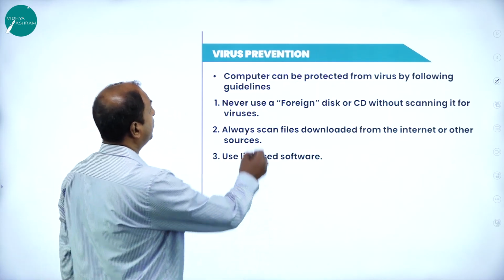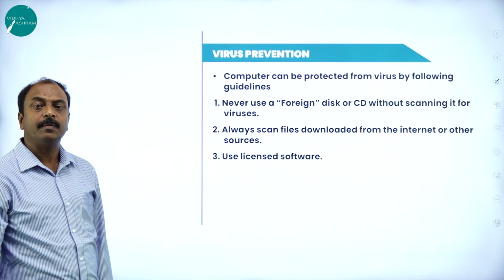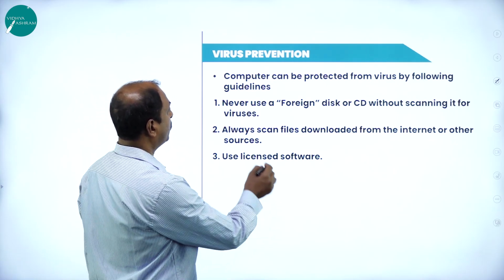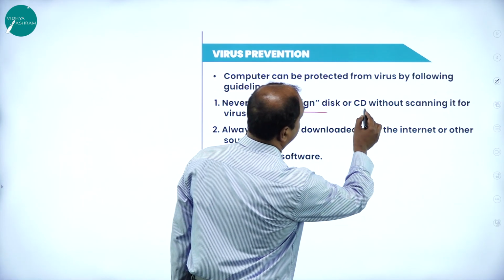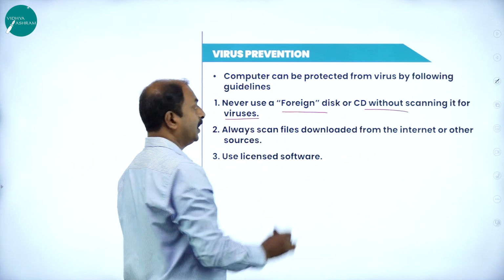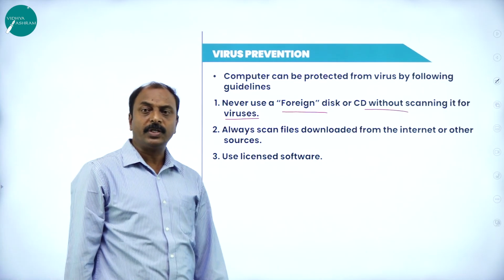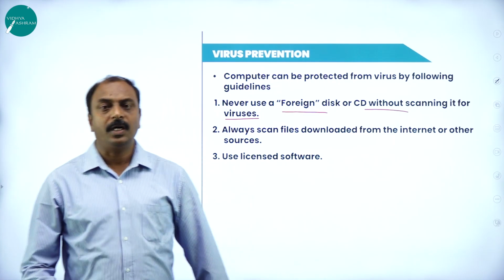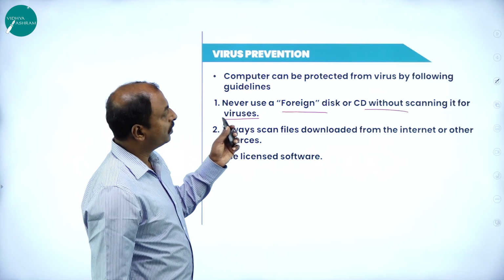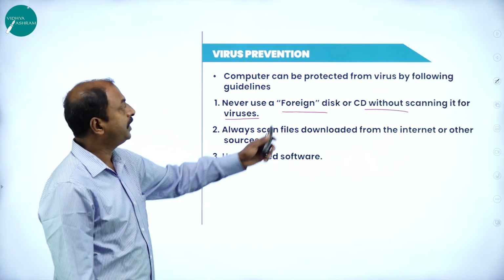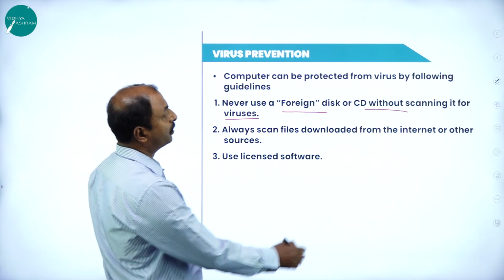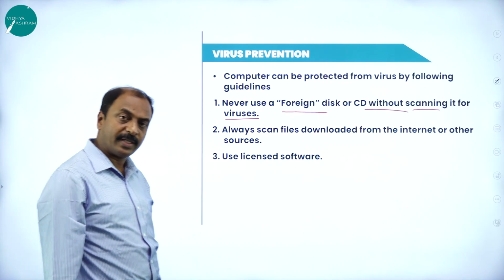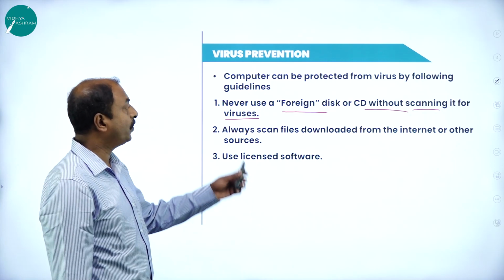Next concept is virus prevention. How can a virus be prevented within a computer system or a computer network? The first one is never use a foreign disk or CD without scanning it for viruses. So this is the first precaution. Normally we use a foreign disk, such as a CD or DVD, or even a USB drive. Before using any foreign disk or outside device, we have to scan it for viruses. That is the first precaution: scan any hardware devices for viruses before using them.